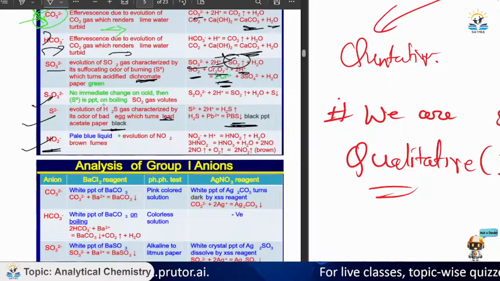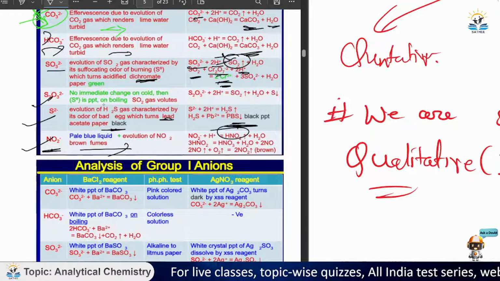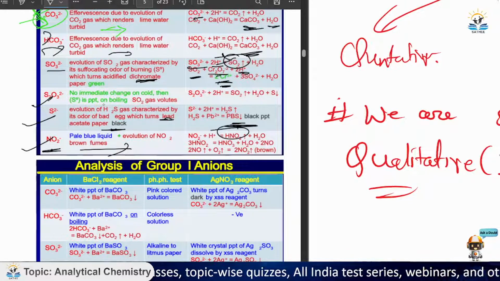Now we will come to NO2 minus: pale blue liquid plus evolution of NO2 brown fumes will be formed. How will we check? NO2 minus plus H plus, HNO2 will be formed. Now, HNO2 will react and form HNO3, that is, nitric acid.